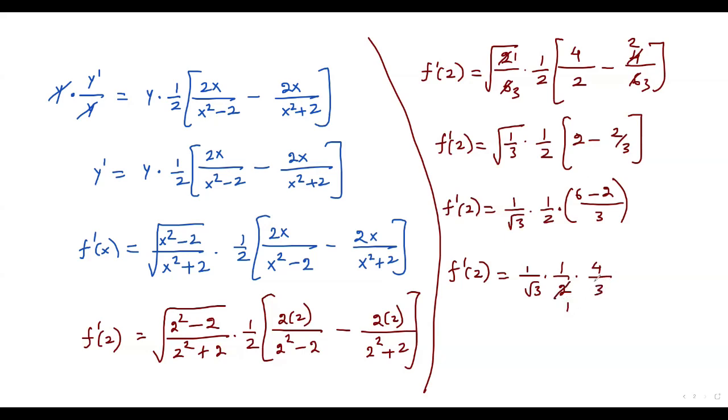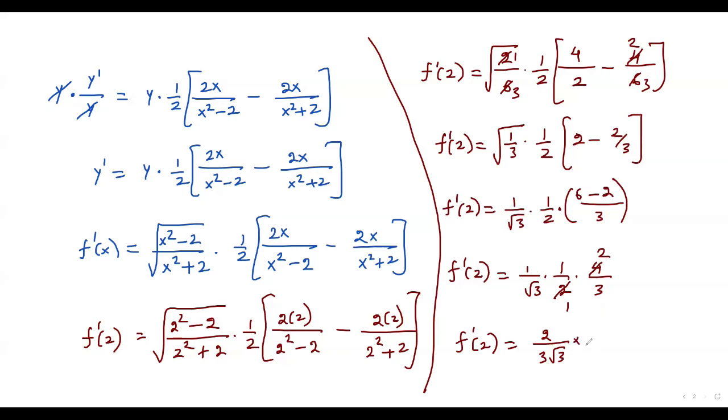So here 2 goes into 2 once and 2 goes into 4 twice. I am getting f'(2) equals 1 times 1 is 1, 1 times 2 is 2, divided by square root of 3 times 3, which is 3 square root of 3. Okay, here in the denominator we have an irrational number, square root of 3. Usually when we have an irrational number in the denominator, we will rationalize it.